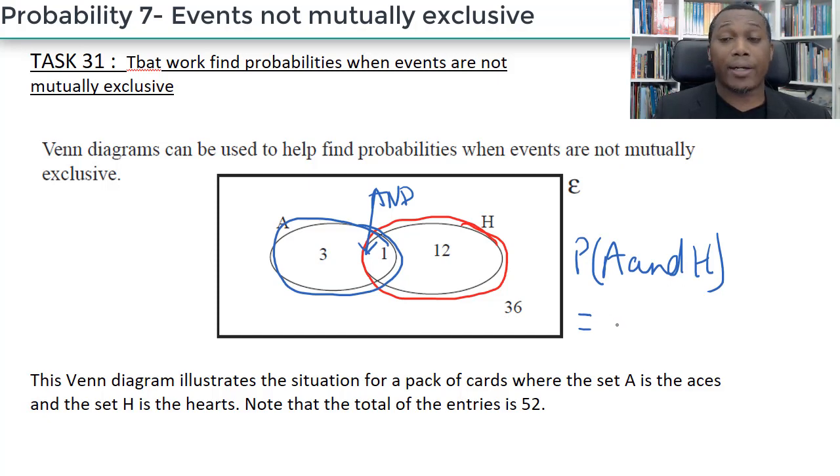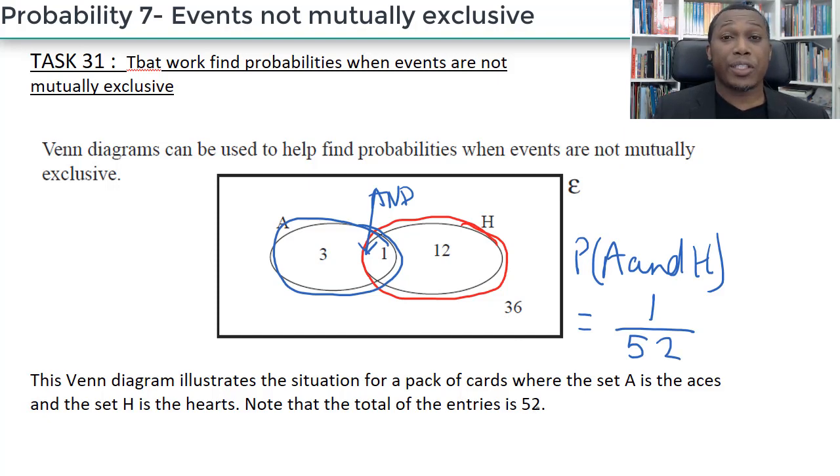Ace and a heart probability. What do I want? Ace and a heart. There's one of them. We can read that off. That can happen once. And then the probability, the denominator has to be the total number of options. And the total number of options, the total number of cards in this particular case, is 52.